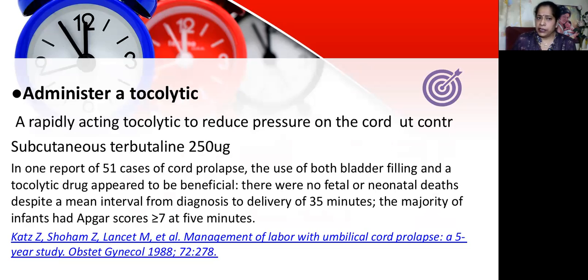Giving a tocolytic. A rapidly acting tocolytic like terbutaline 250 micrograms can be given. Again, it stops uterine contractions and therefore pressure on the cord is relieved. In a report on 51 cases of cord prolapse, they used both bladder filling and tocolytic drugs and it appeared to be beneficial. There were no fetal or neonatal deaths.